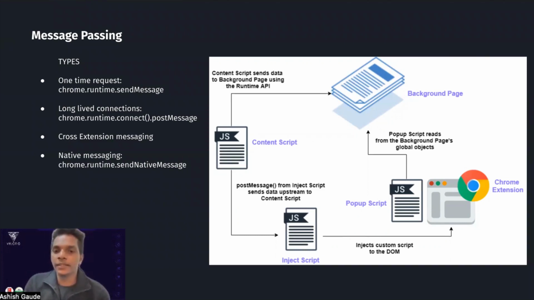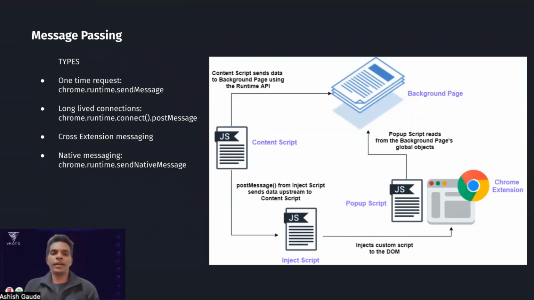There is another way in which communication can happen, that is through pop-up scripts. Pop-up scripts can directly read from the background's global object. In the case of inject scripts, injected scripts are injected into the web page. Then custom events are raised from this injected script back to the content script, and the content script can forward those messages back to the background page.